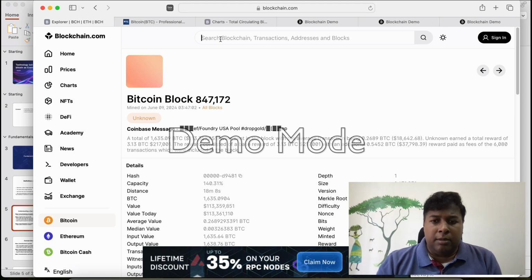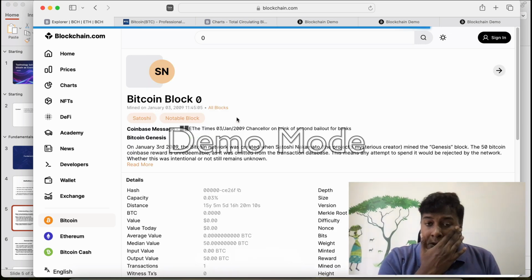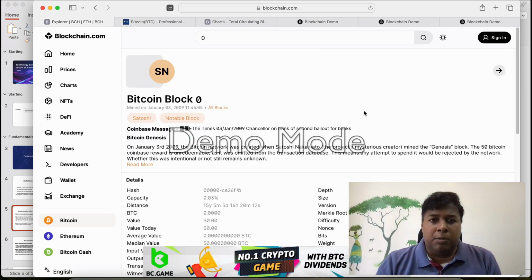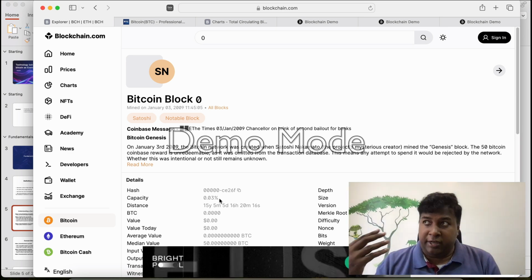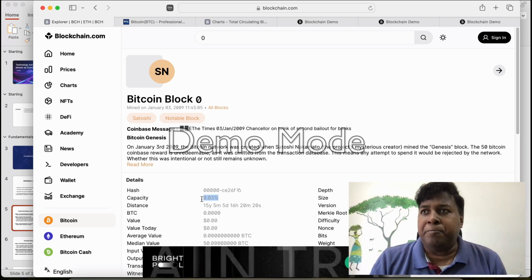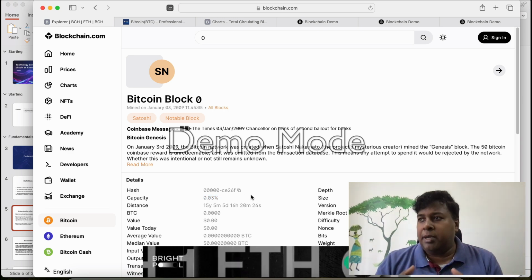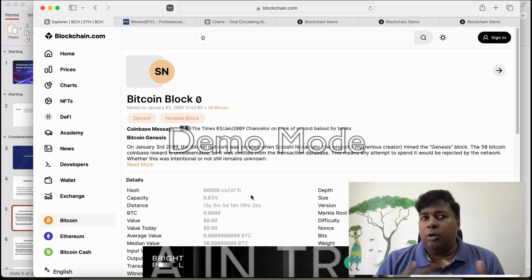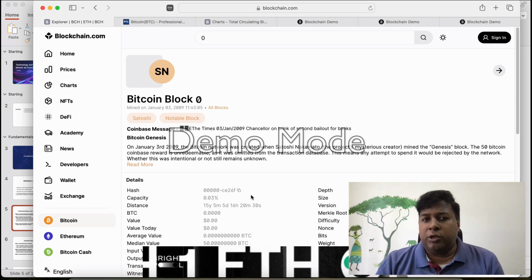So let us look at block 0, the first block that ever got created on Bitcoin. If you look at the capacity, the latest block showed 140%, but here you see it is only 0.03%. So that is the power. Now a lot of transactions are happening and it is very high, but previously it was 0.03%.